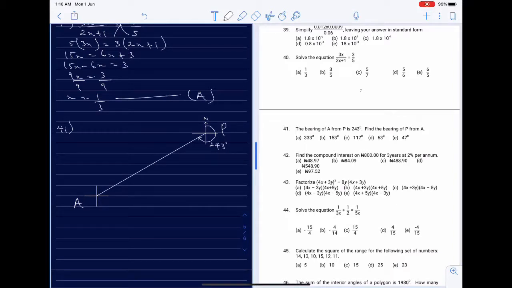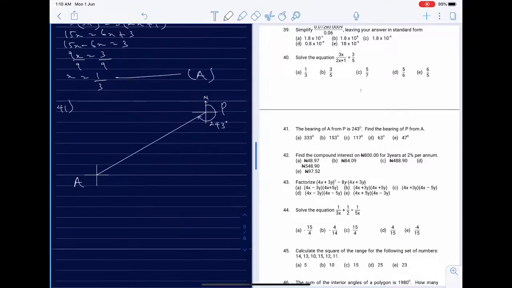Now, what is the bearing of P from A? In the same vein, the bearing of P from A is the angle drawn from the north pole at A to the line that joins A to P. And this is north pole at A, so the angle is going to be this. That's the angle. And how do we find that? If this is 243, the remaining angle here will be 270 minus 243, and that's going to be 27 degrees.